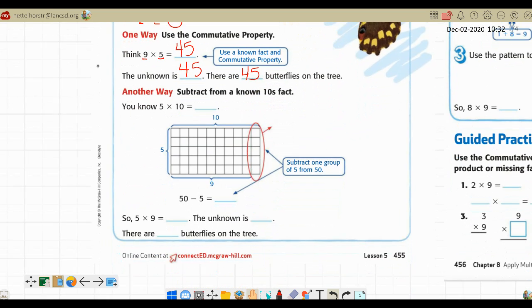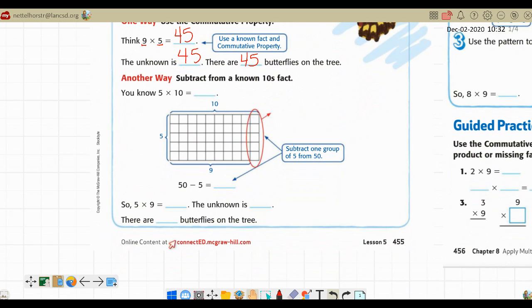Here's another way you can subtract from a known tens fact. You know what 5 times 10 is.